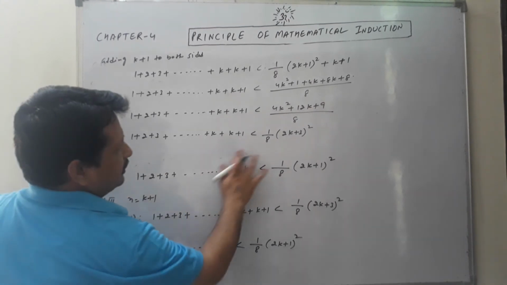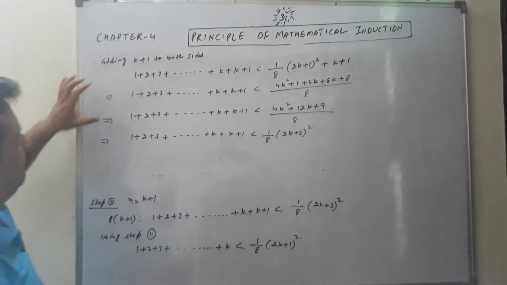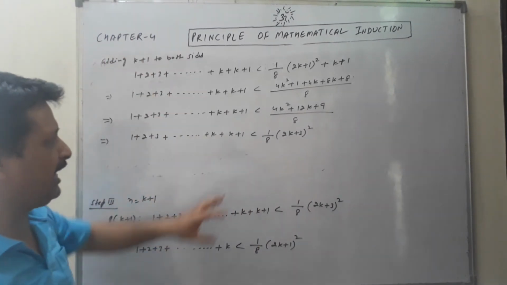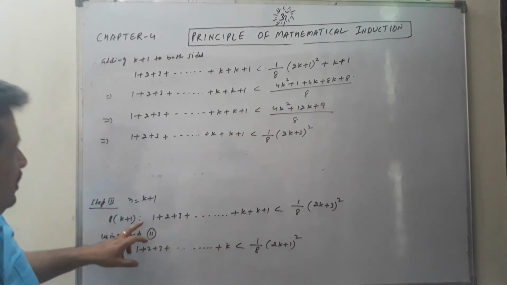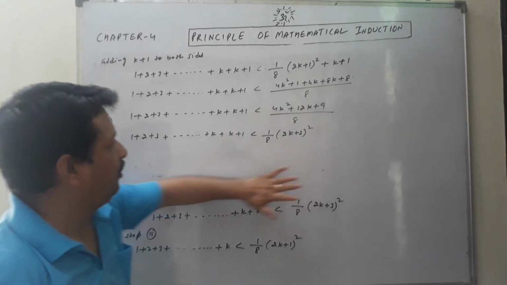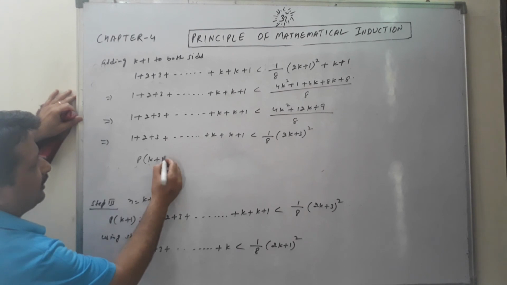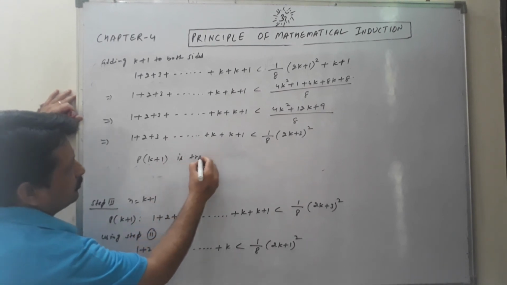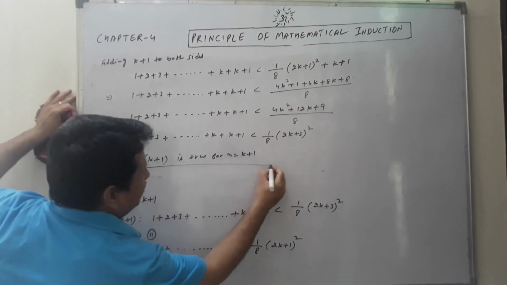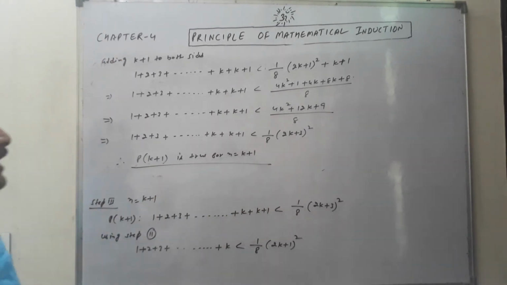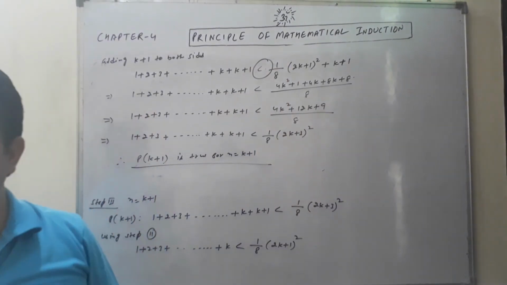Here what you have observed, you will see that by adding k plus 1 to both sides, what I have proved is what was asked in step number 3, students. So here we can say that P of k plus 1 is true for n equal to k plus 1. So in that way we can solve the questions having the inequality sign between them.